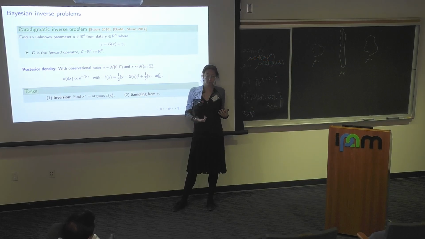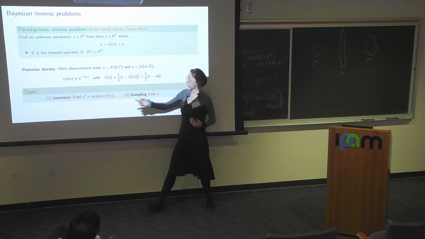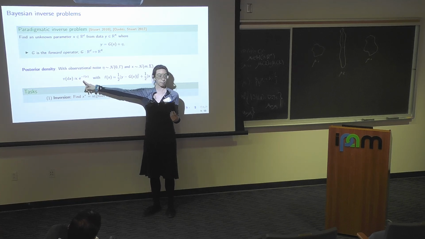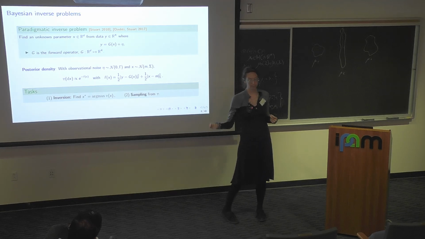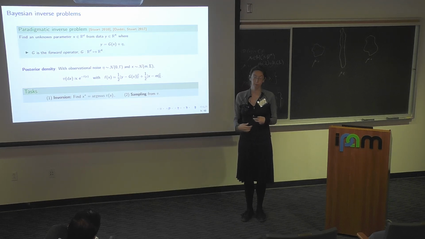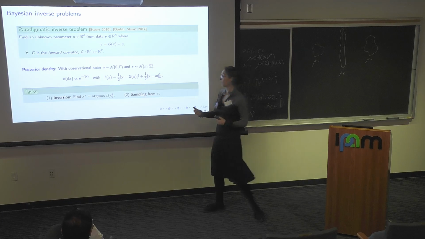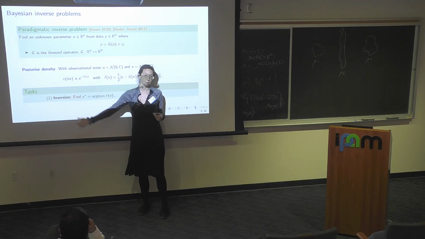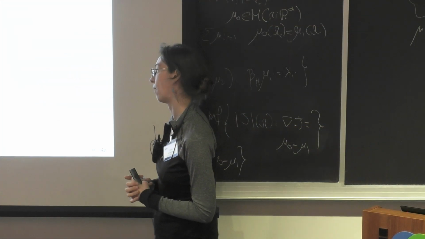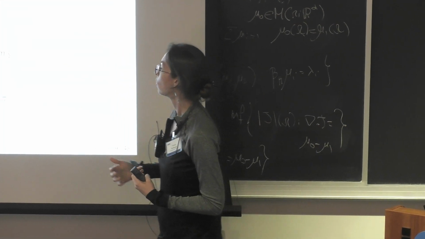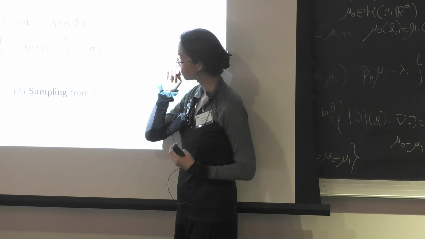And then typically what you want to do, for instance, in parameter estimation is maximize this posterior. You want to find the parameter that most likely gave rise to the data that you observed. Or you may want to do uncertainty quantification, in which case you want to sample from this pi and get an idea really of the distribution of these parameters given the data that you observe. So you want to do either optimization or sampling.